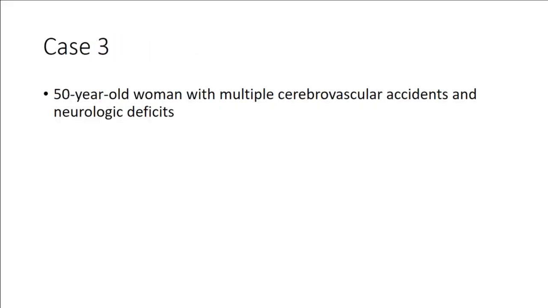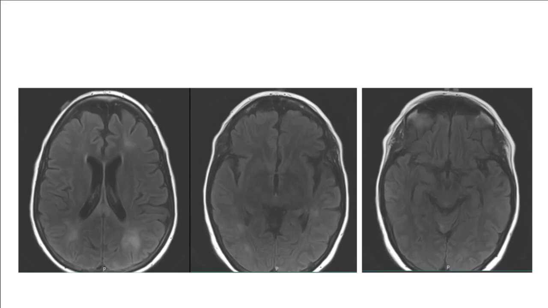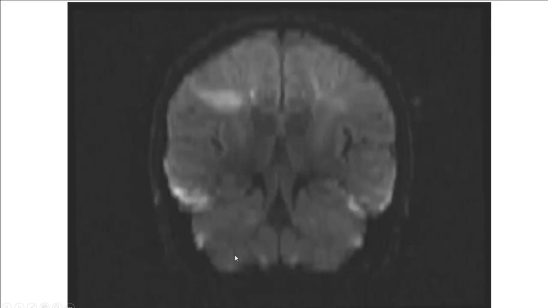Moving to the next case, this is a 50-year-old woman with multiple cerebrovascular accidents and progressive neurologic deficits. And this is the imaging. This is a FLAIR image, and you can see many different sections here showing these hyperintensities scattered bilaterally throughout the brain, cortex, and white matter. And this is what's called a diffusion sequence, which is bright in areas and is very sensitive for detecting acute infarct. So there is evidence of ongoing acute ischemia, and some of them are recent.